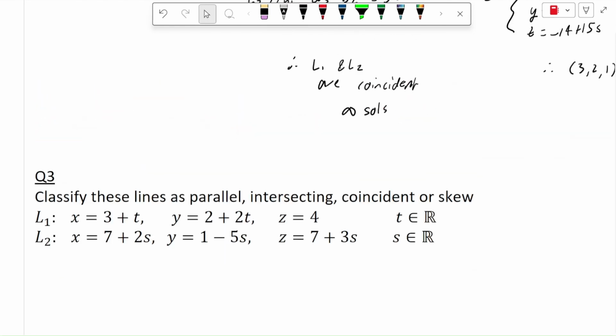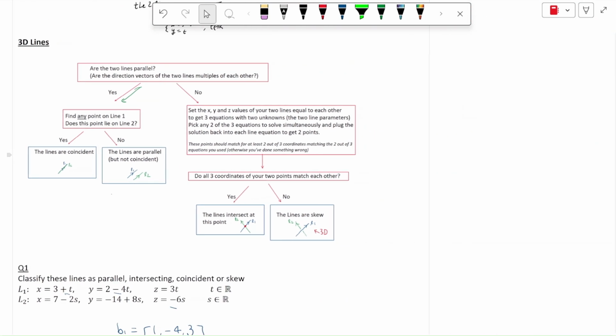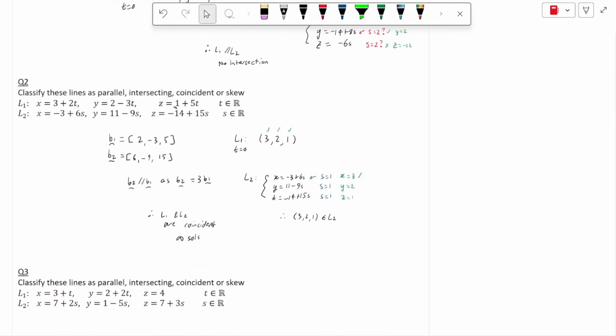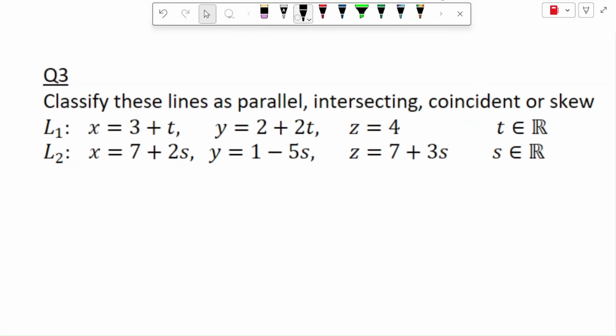All right, another pair. Basically, we've explored what this one looks like and what this one looks like. We'll have a look at what the other two look like now. So we'll follow the process. We check the direction vectors of both lines. We see whether they're parallel.